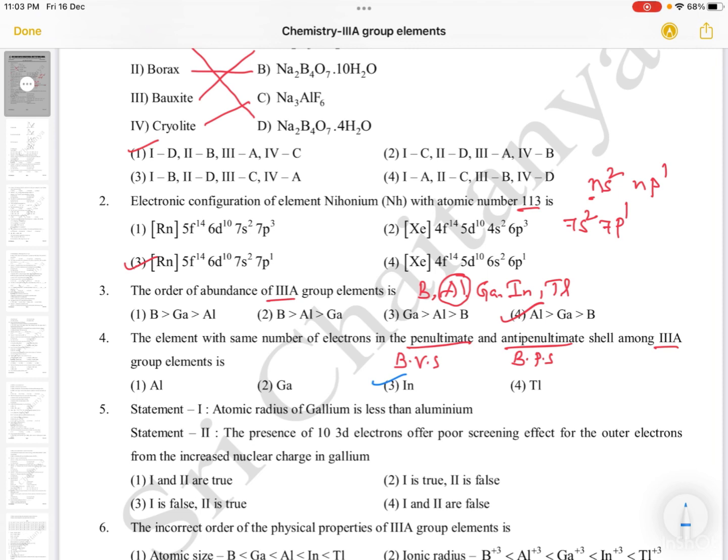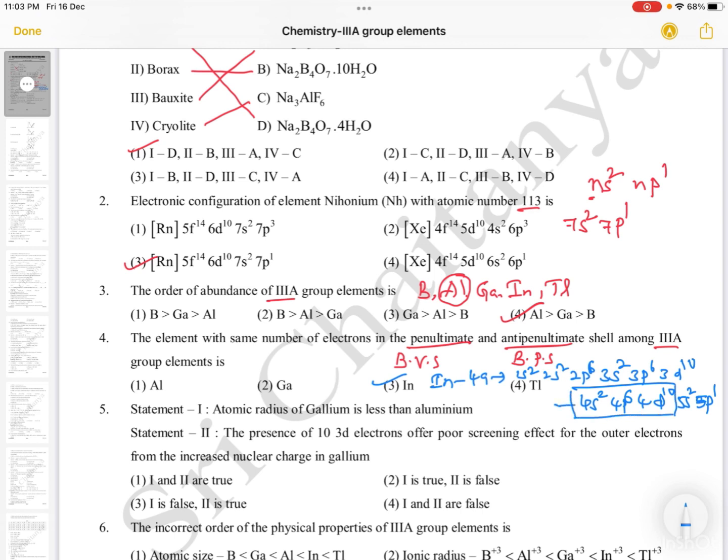So in indium, there are same number of electrons present in penultimate and anti-penultimate shell. Let us see electronic configuration of indium. Indium atomic number is 49 and its electronic configuration is 1s2, 2s2, 2p6. Next, 3s2, 3p6, 3d10, and 4s2, 4p6, 4d10, and it belongs to 5th period, so 5s2, 5p1.